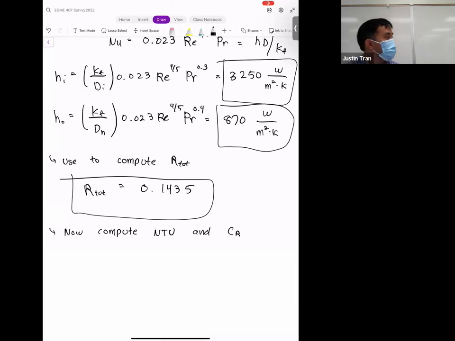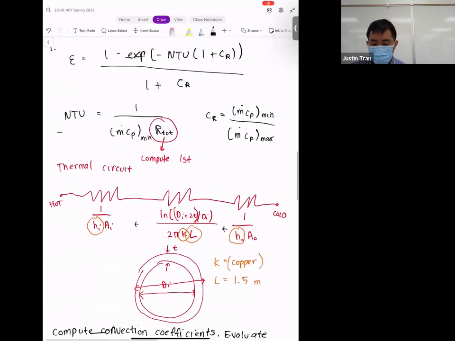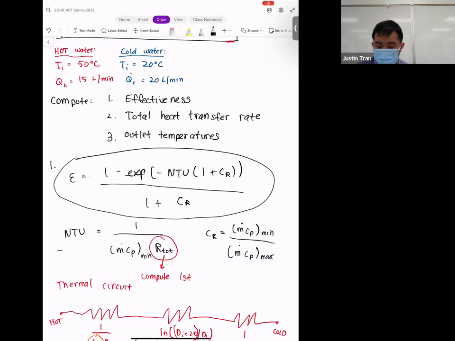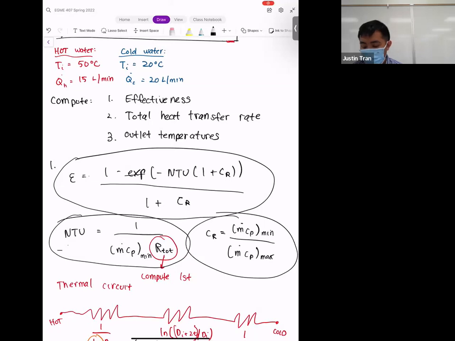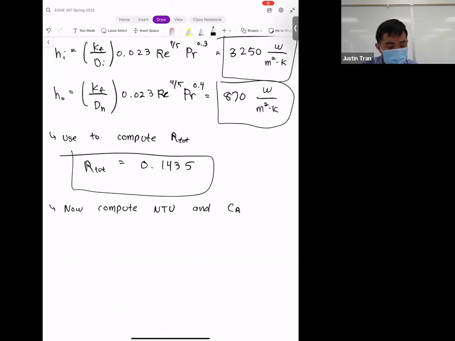Okay. And so now that we have the total resistance, we can use that to compute NTU and C_R, right? Because remember, with these convection problems, there are so many steps involved. We originally set out on this problem with the goal of computing the effectiveness, and so we want to plug into this expression here, but in order to do that, we have to compute NTU and C_R, okay? To do that, we have to compute what the m dot C_p values are. So we take the m dot C_p of the inner fluid, and the m dot C_p of the outer fluid.